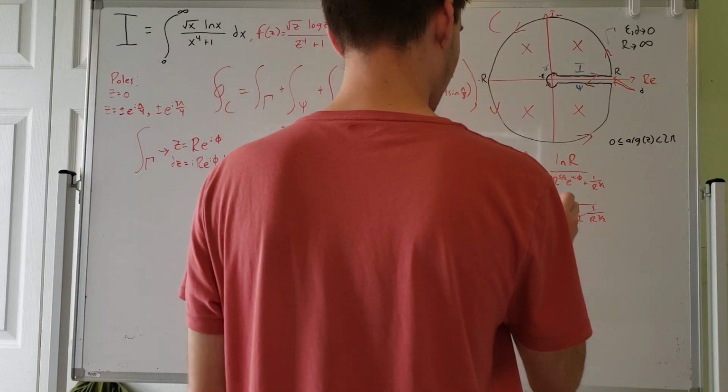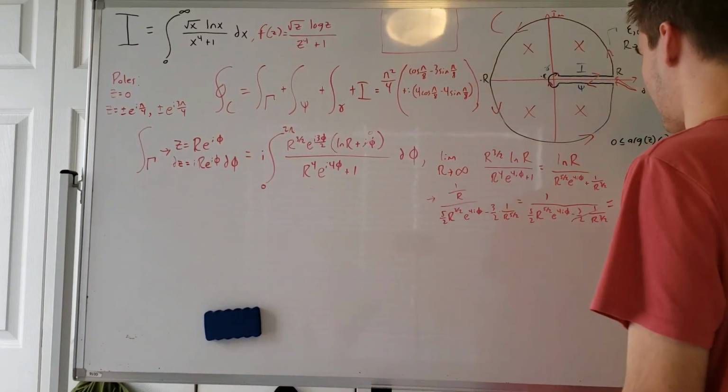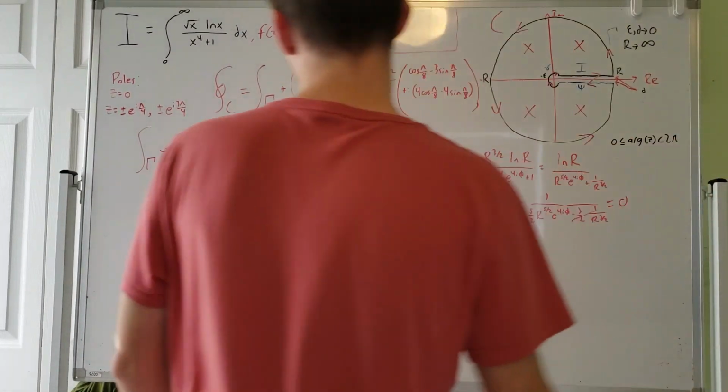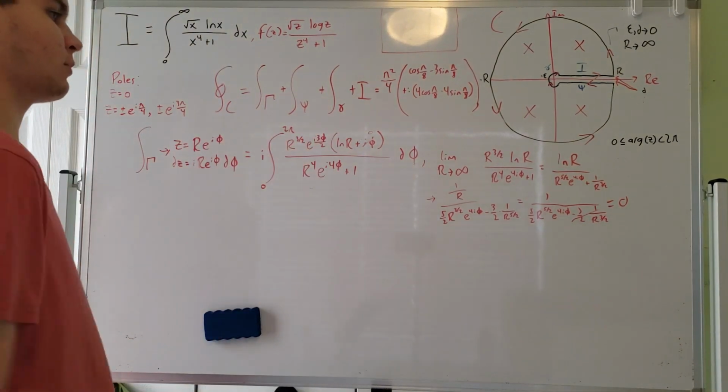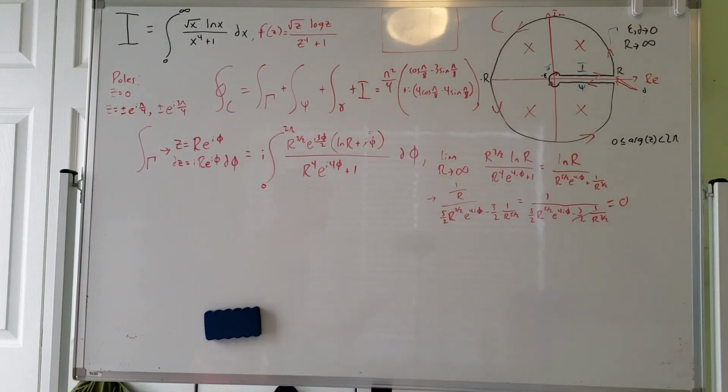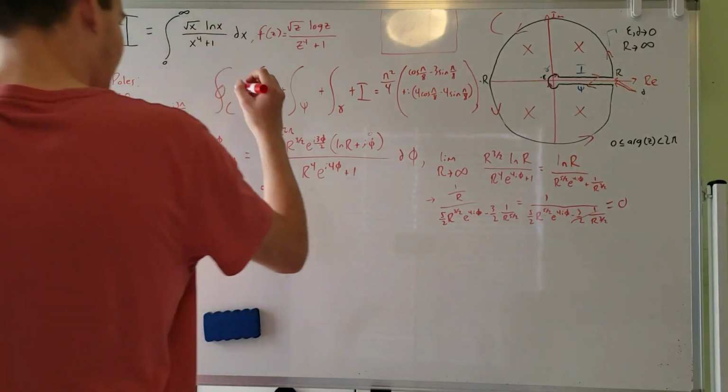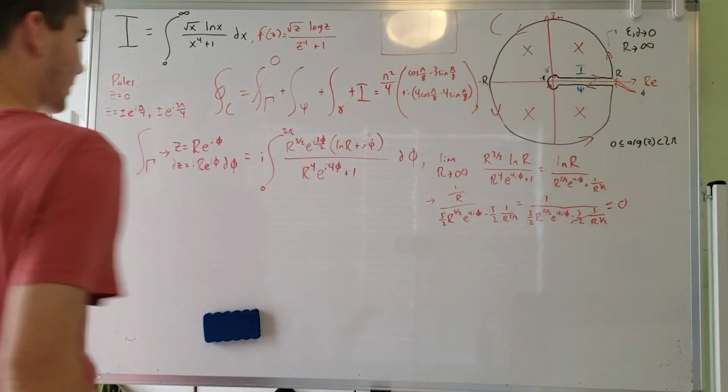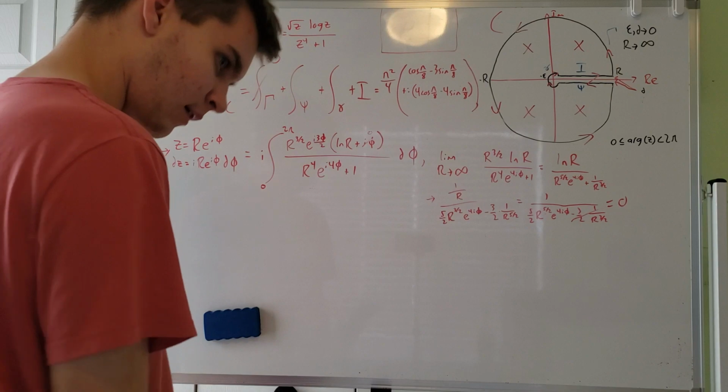Now, we take the limit as r goes to infinity. This term goes to 0. This term goes to infinity. This entire limit equals 0. So, we've established that the integrand will go to 0 as r goes to infinity. Let's make sure we're still recording. So that means the integral over big gamma will go to 0 as r goes to infinity.